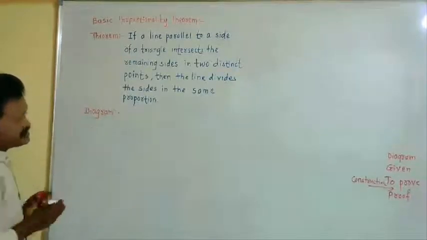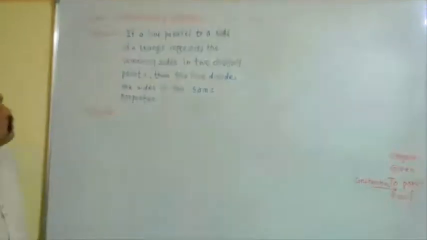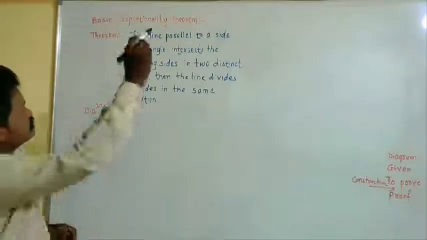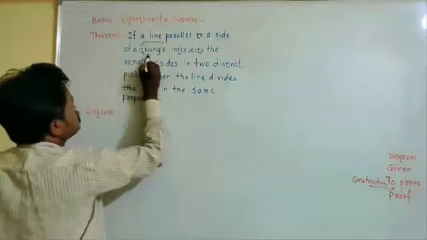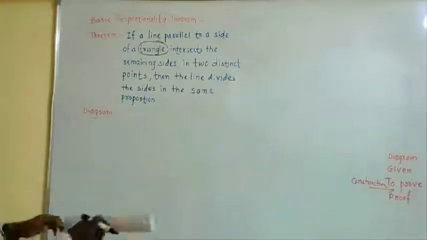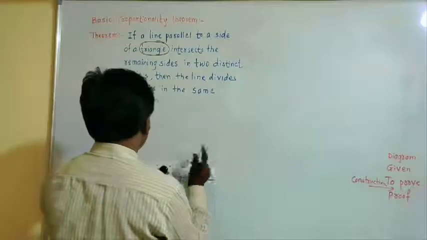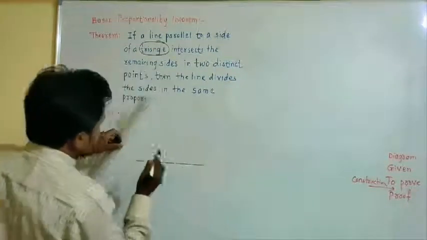So what makes the diagram here? So look here, sir, for making the diagram: if a line parallel to a side of a triangle. So first we draw a triangle. What is here, sir? Triangle. You draw any triangle. So I draw one triangle. That is any triangle. So that is a simple diagram.